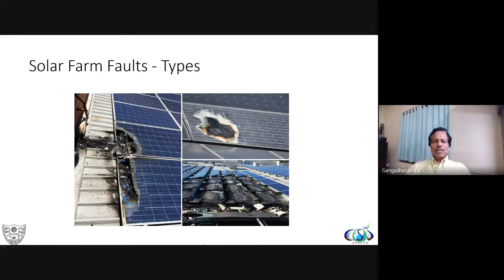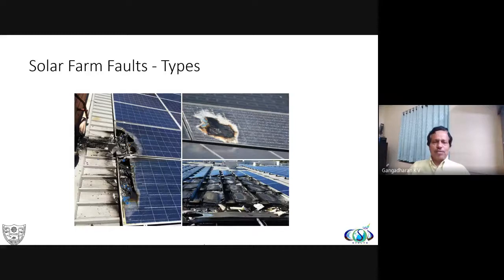Now we look at some of the faults. What we did so far is we looked at the entire solar farm, then came down to the PV cells, and then we looked at how the PV cell is made and its components, and what the present size and shape and power and voltage are, etc. Then we also looked at what we are going to get within a short span by 2020.